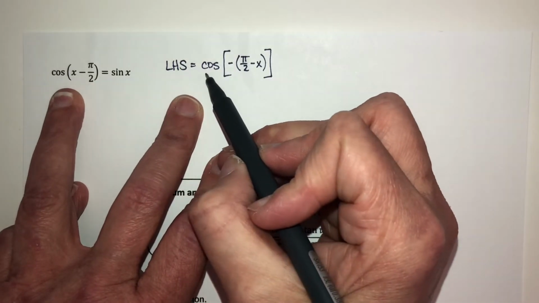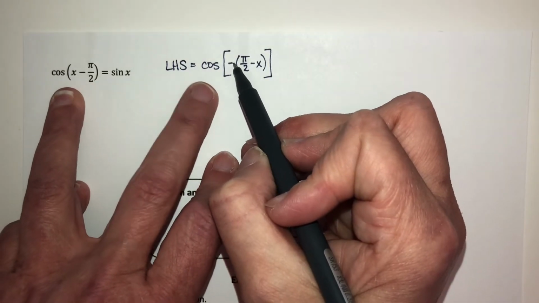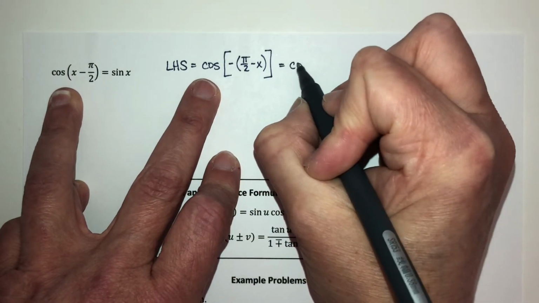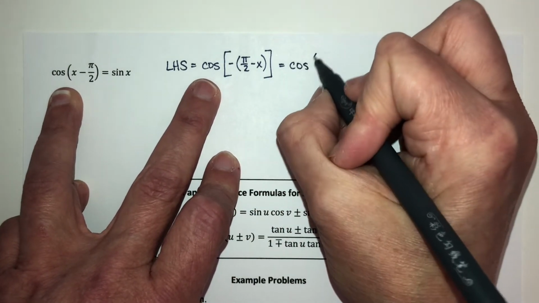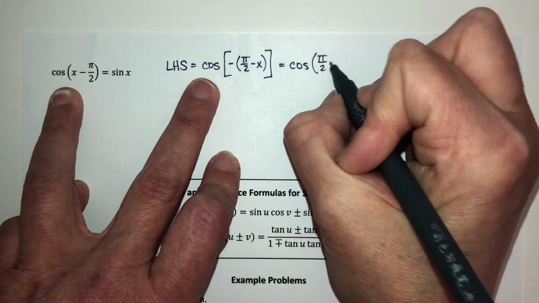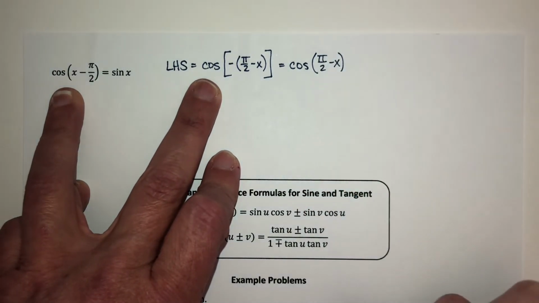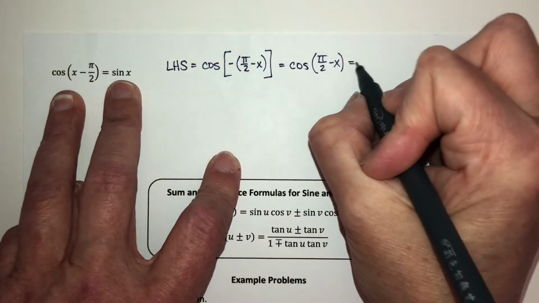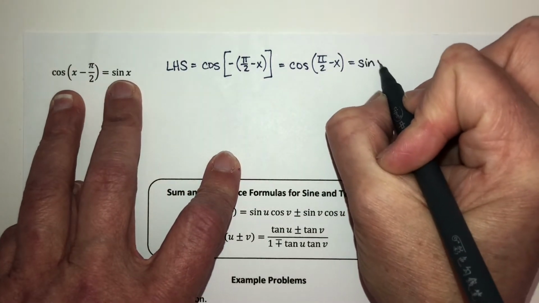Now we know that cosine is an even function, so that this negative gets absorbed, and this is exactly the same thing as cosine of pi over 2 minus x. And this is exactly our cofunction identity, so it is equal to sine of x.